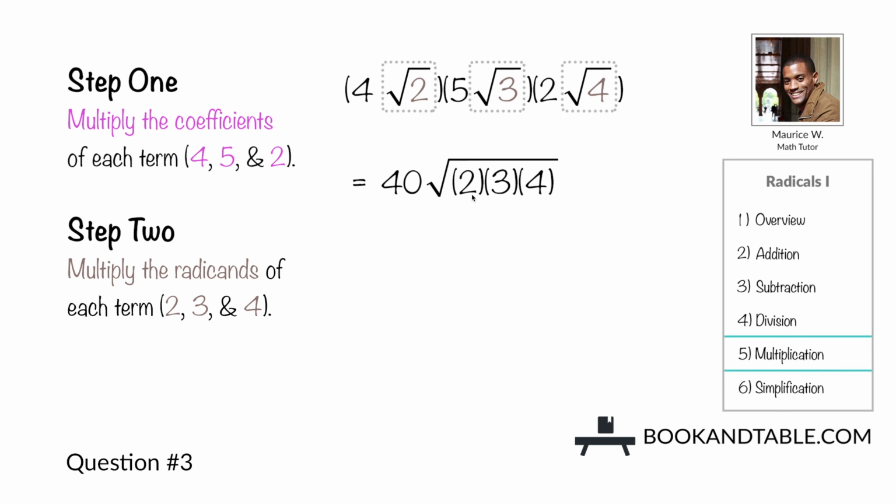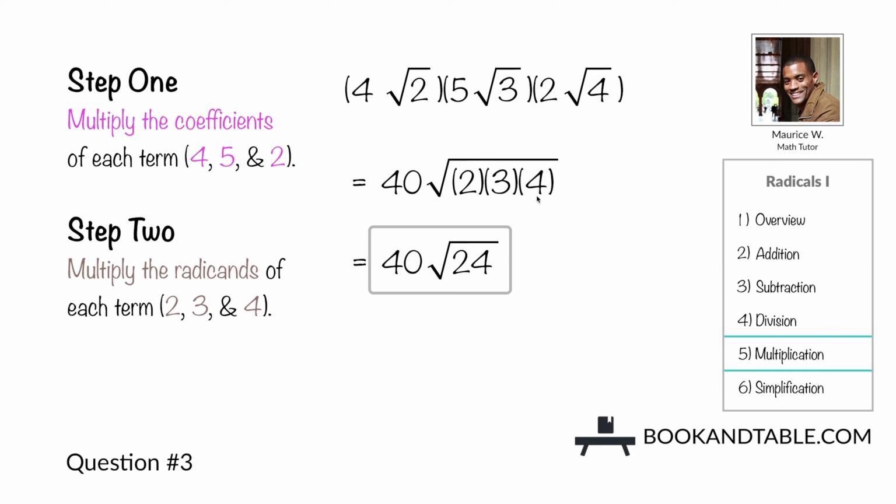Step 2, multiply the radicands of each term. Radical 2, radical 3, radical 4. 2 times 3 is 6. 6 times 4 is 24. So the final answer is 40 radical 24. You could have simplified this further to 80 radical 6.